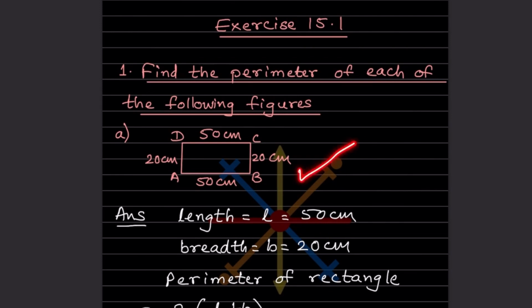So this figure is given and it's easy now. This is the bigger side, this is the length. So you have to write the given things. Make it a habit of writing the given things. So length L is 50. Breadth, this is the breadth, is 20.